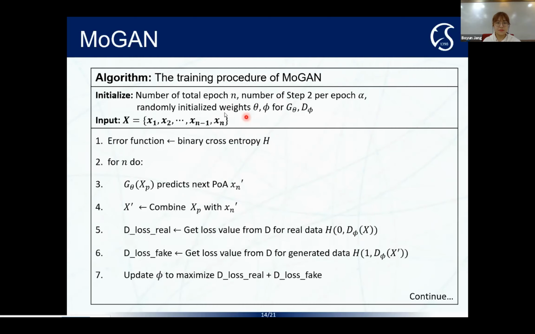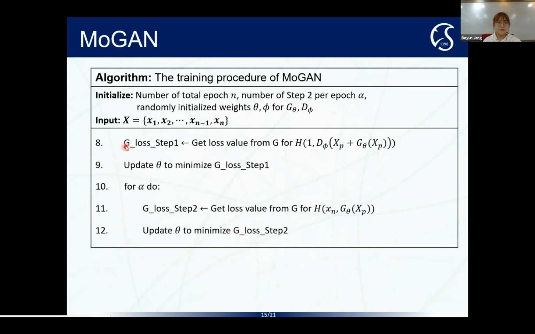This is the algorithm. With the input and the error function with binary cross entropy, and for n epochs, first train the discriminator. This step, actually, is the same as the first step where a normal GAN is trained. And for lines 8 to 9, it is still the first step, and we train the generator. And from lines 10 to 12, this is the additional training step for alpha epochs.